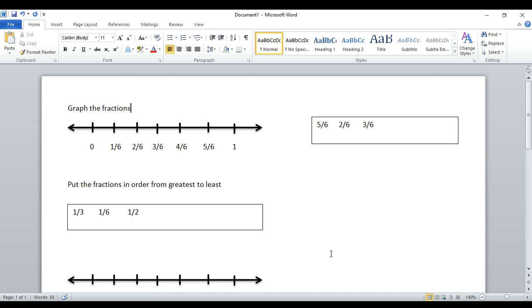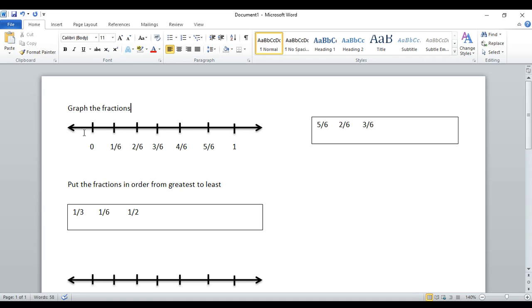Hi, boys and girls. This is a tutorial or instructions for IXL Math P20. And you're going to have to do two things on that. You're going to have to graph the fractions, and then you're going to have to put them in order, either from greatest to least, or sometimes it will tell you from least to greatest. So pay attention to those directions.